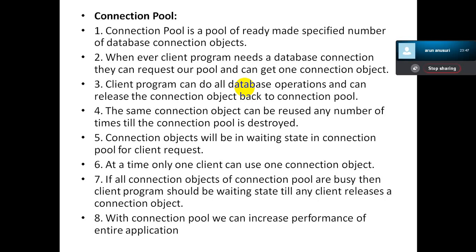If all connection objects of the connection pool are busy, then the client program should be in a waiting state till any client releases a connection object. So let us say I have reached the maximum number of connections, and even if I get a client request, he will not get a connection object till some other client releases one. Until then he will be in the waiting state. With a connection pool, we can increase the performance of the entire application.